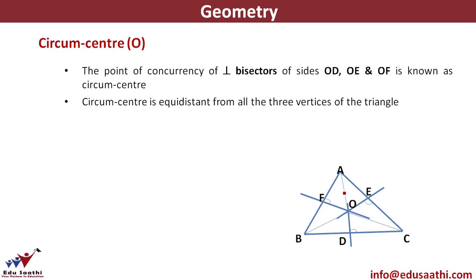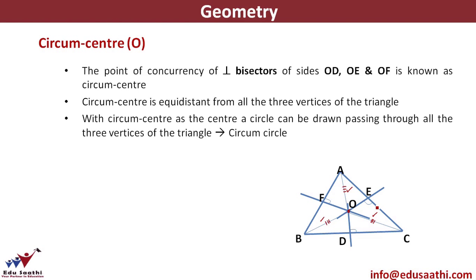Let's look at it. This is a triangle ABC that we have, and I have drawn three perpendicular bisectors which are bisecting AB, BC and AC at the points F, D and E respectively. Now all the three perpendicular bisectors meet at a point O. This point O will be known as the circumcenter. This point has a property that it is equidistant from all the three vertices of the triangle. So OA will be equal to OB will be equal to OC.